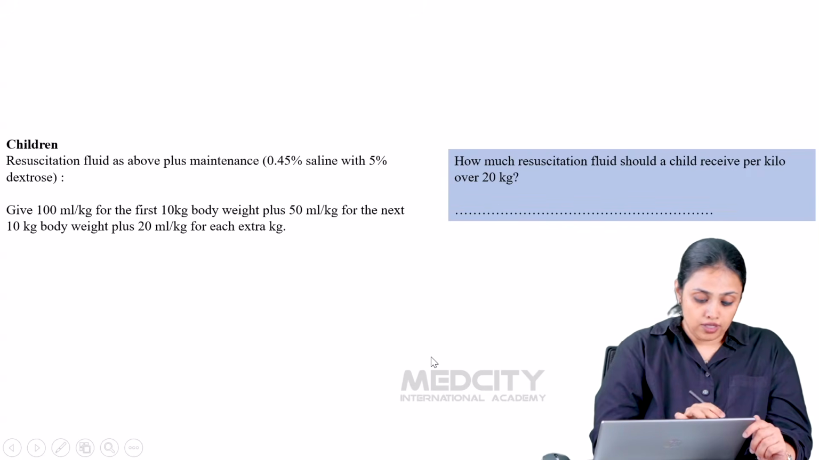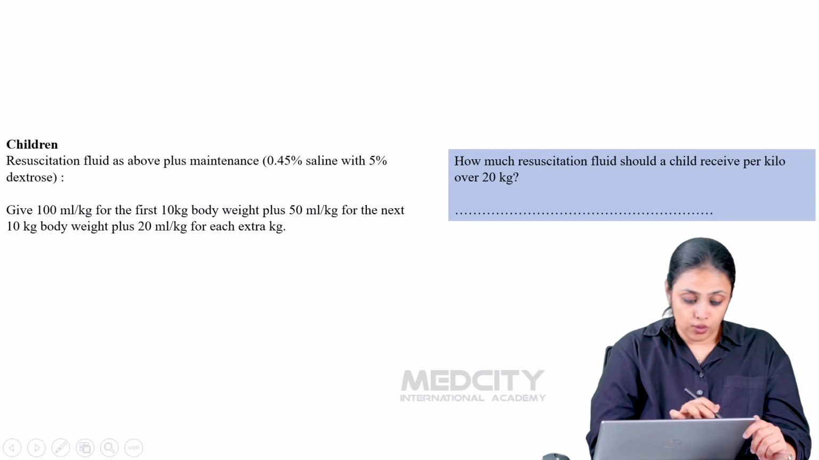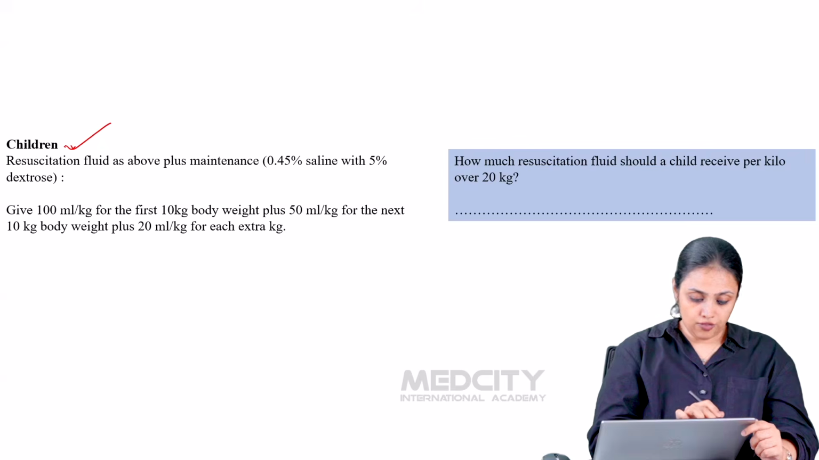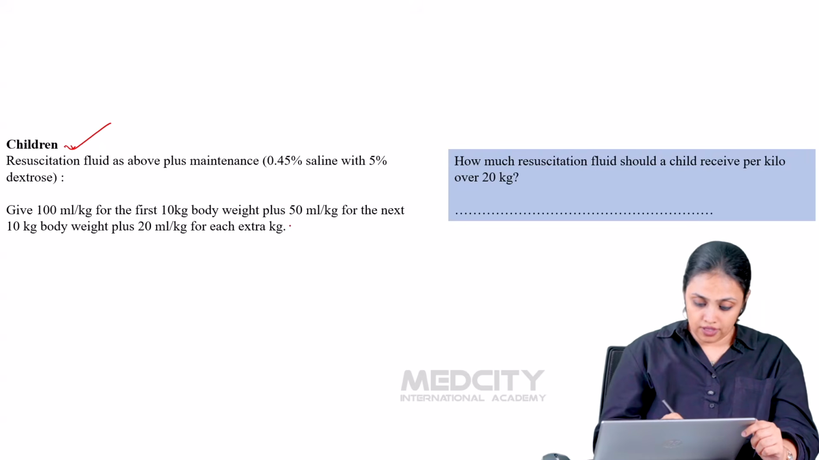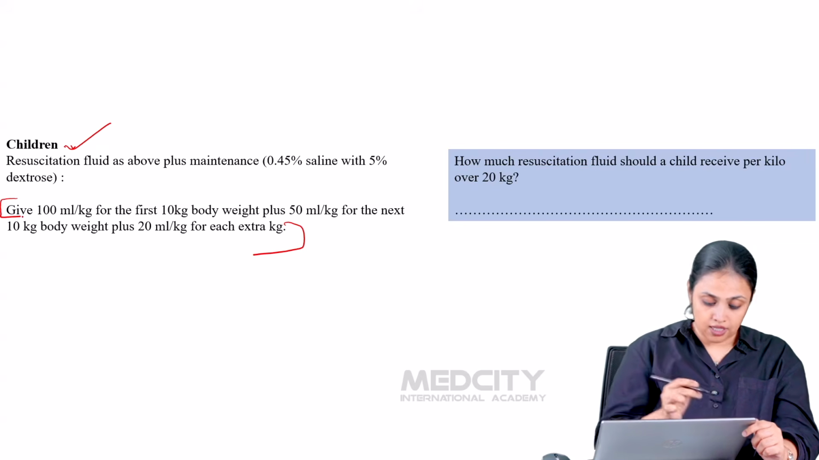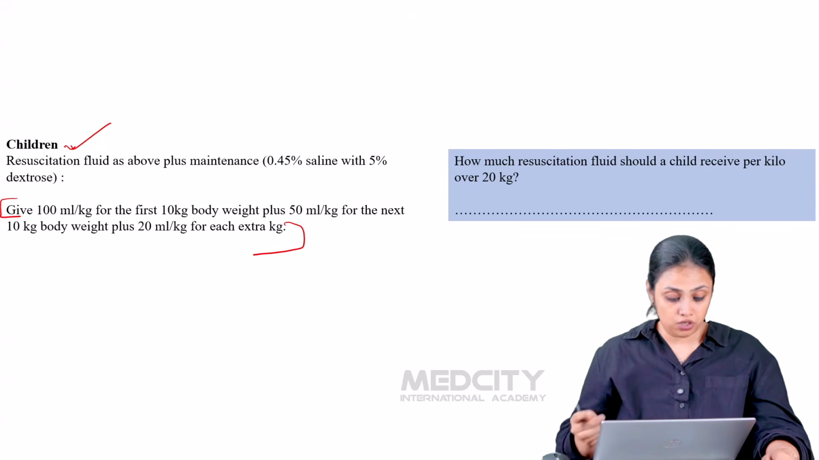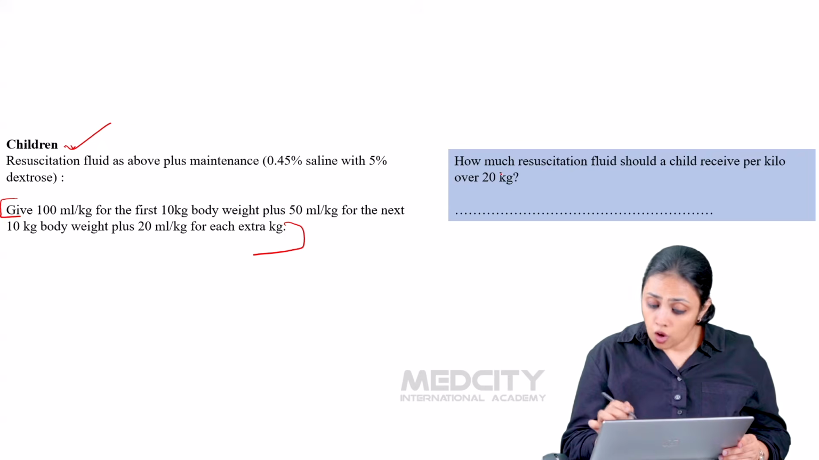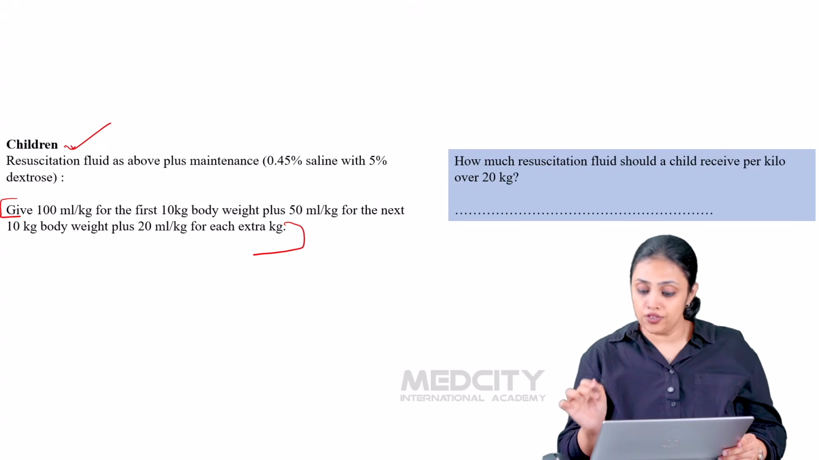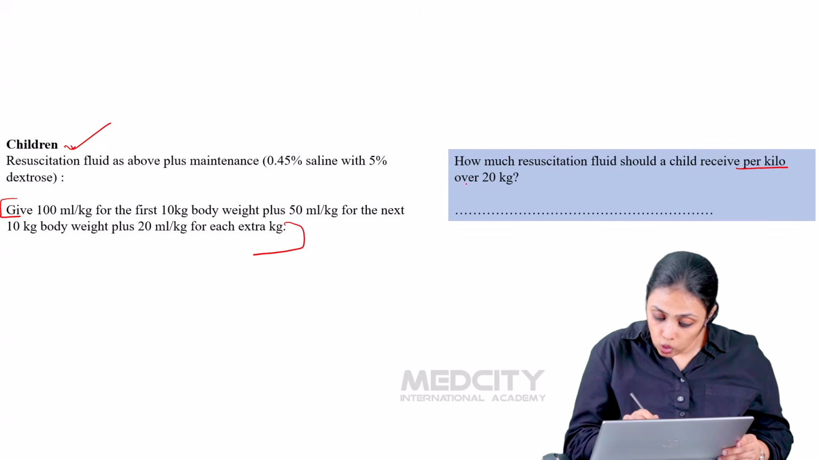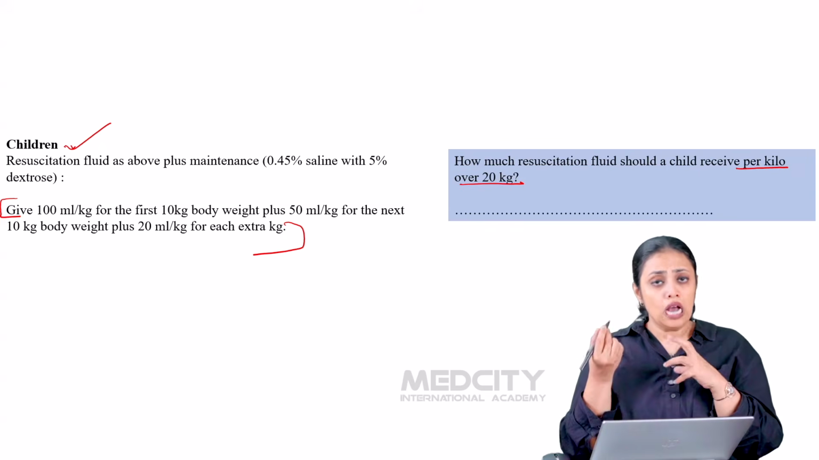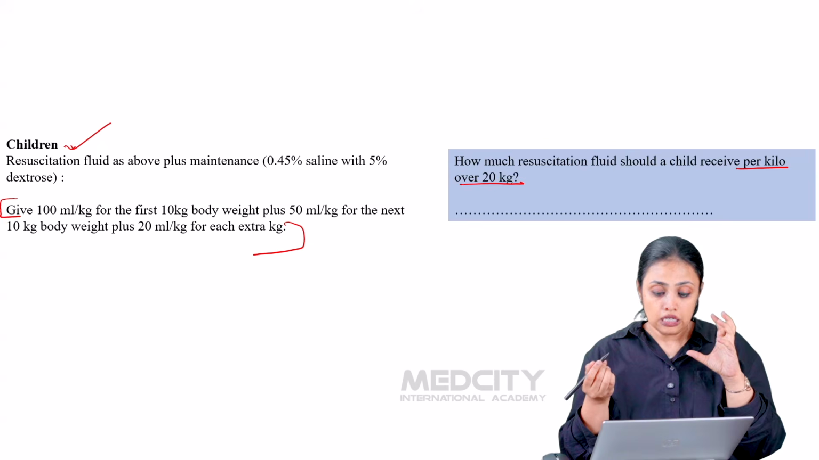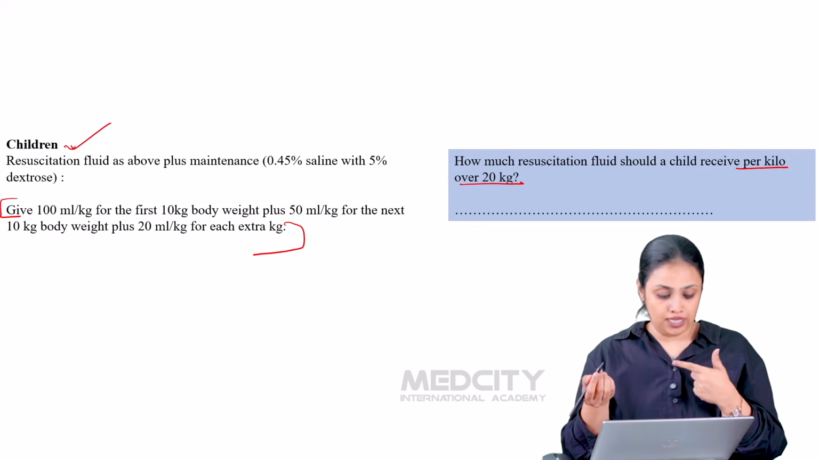Here it's given about the resuscitation fluid, the measurements that should be given to children. If you read through it, they have given how the quantity should be increased based on the weight. The question says how much resuscitation fluid should a child receive per kilo over 20 kg. So we have to identify the resuscitation fluid that can be given to a child who is over 20 kg.